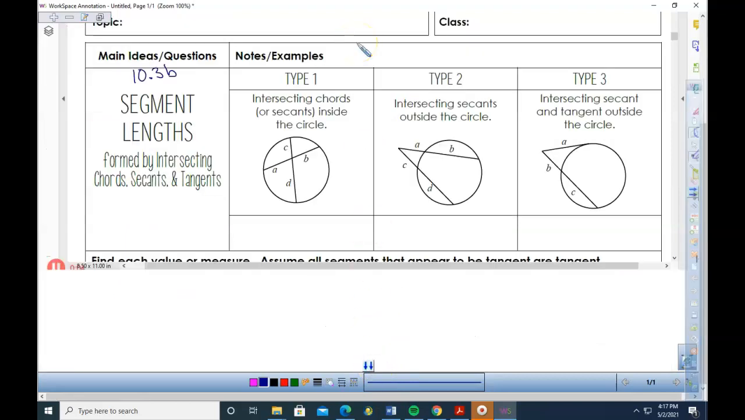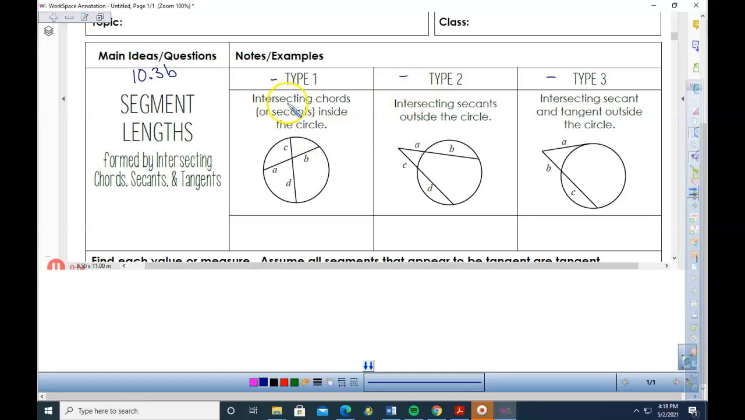So before this whole time, we've been talking about what to do with the angles of a circle. Angle on the inside, on the outside, all that good jazz. This time we're going to look at some rules for finding the lengths of the sides. We're going to have three different types, but our formula is going to look pretty similar the whole time.